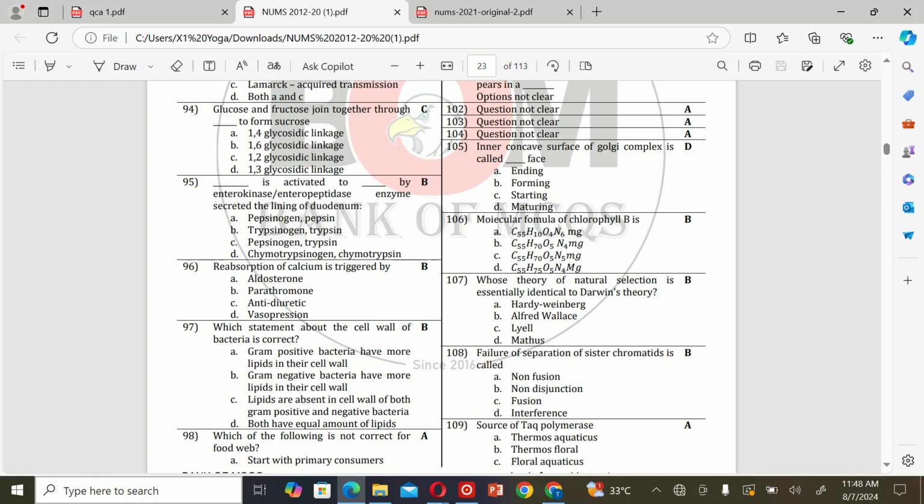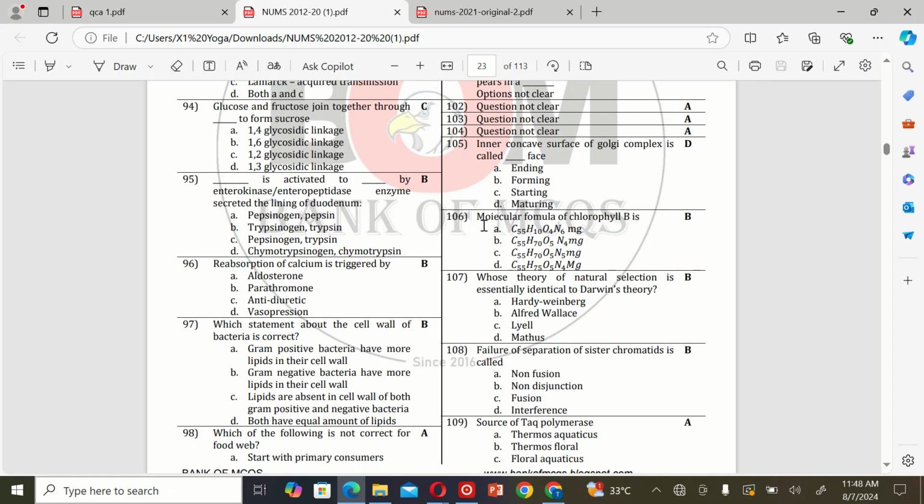The next MCQ is, molecular formula of chlorophyll b is A. C55H10O4N6Mg. B. C55H70O6N4Mg. So the correct option is B.